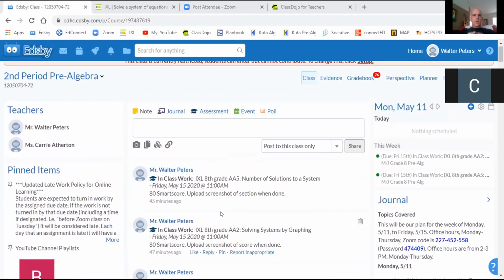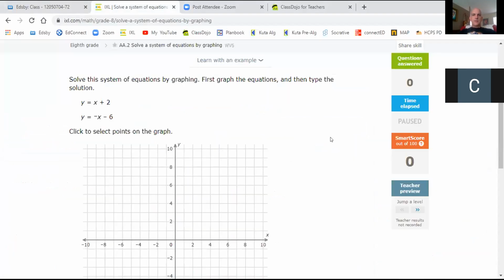So when you're done with them, if you want to just upload a photo or screenshot of completing that section to the 80, not percent, 80 smart score that each one will need. That will let me know that you've finished that, and I can then take a look at it on IXL. So let's take a look at this section and see how it works, because it works a little different than some of the other IXL sections that we've looked at.